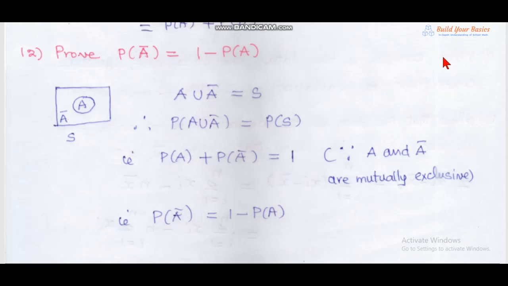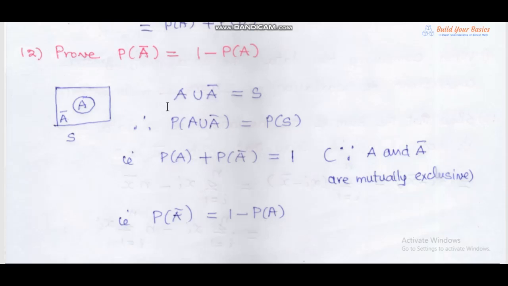Question number 12. Prove probability of A bar, that is probability not A, is equal to 1 minus probability of A. We have the sample space S. Capital A is some event in the sample space. We have A bar, the complement of A. We have A union A bar equal to S.